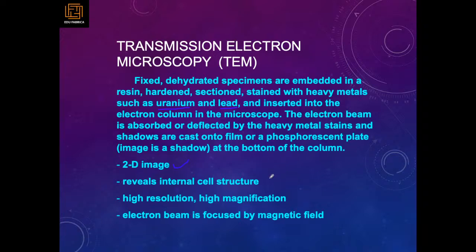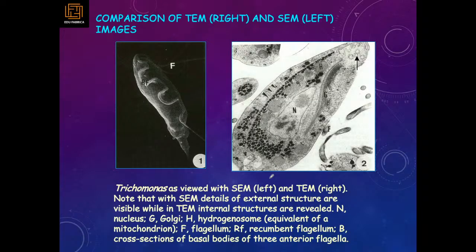But the interesting part is that in the microscopy that we have seen so far, we were able to see mainly the topography of the structure, or the external structure, the cell membrane, how the structure looks from the outside. But this is transmission, as the name says. We are transmitting our electrons through the structure, and because of that we are able to see the internal structure of our cells with quite high resolution and high magnification. Again in this also the electron beam is focused by a magnetic field. So that's the comparison between your SEM and TEM.